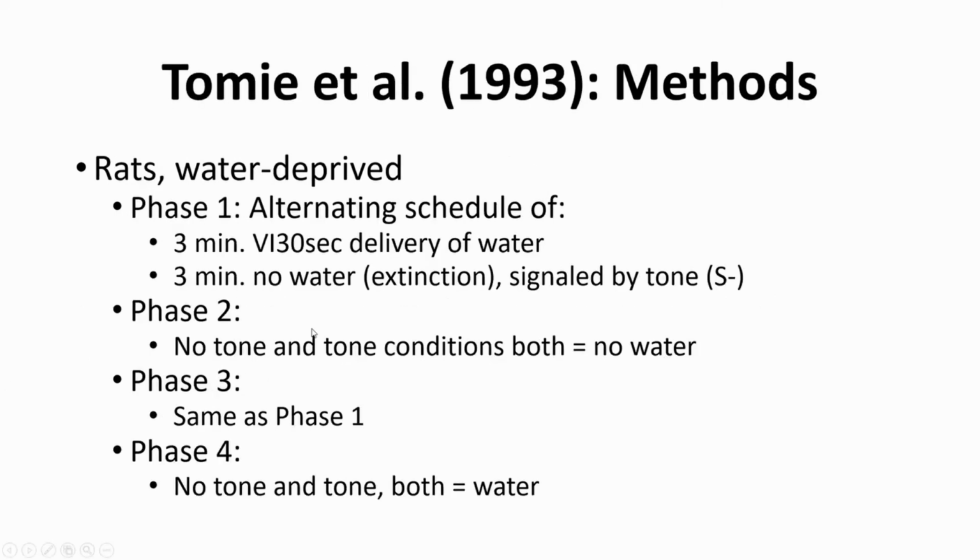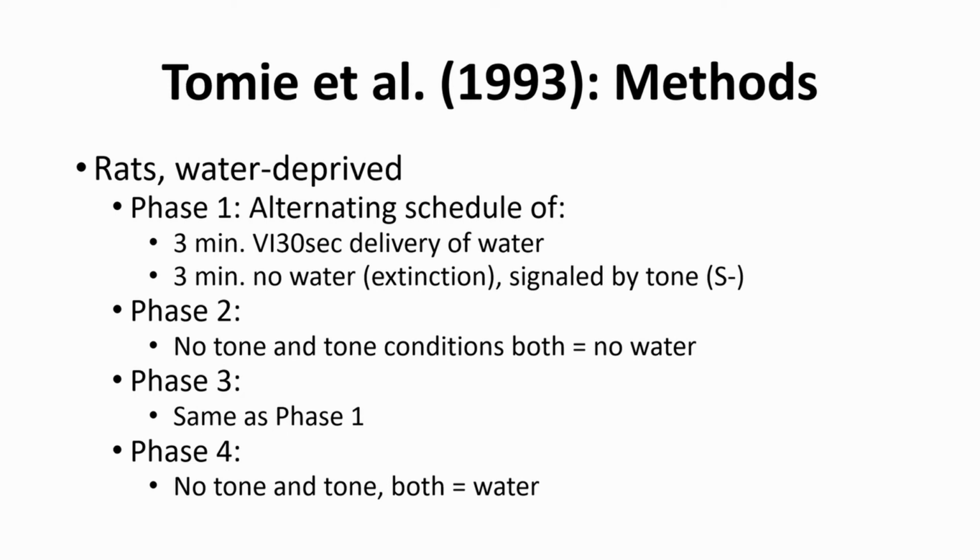So let's take a look at an experiment that actually shows this frustration or aggression that can come from extinction procedures. So this is by Tomei et al. in 1993. So a little bit further back, and again, still looking at rats, and in this case, we are going to start with rats that are water deprived. And there are 4 phases in this experiment.